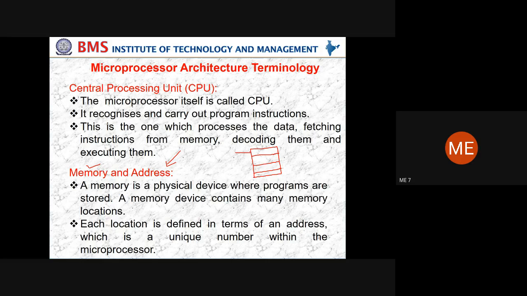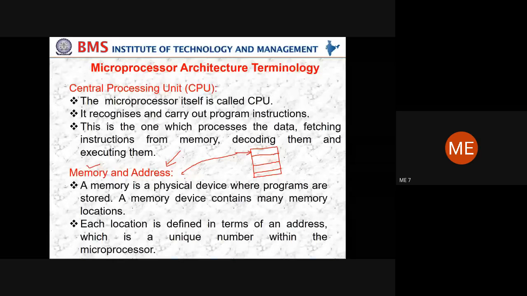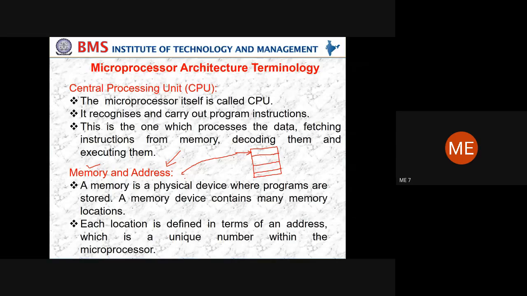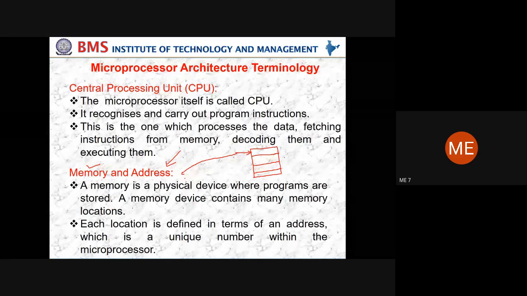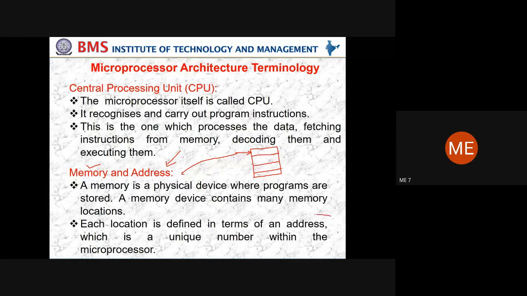So this identification is going to be done by what is called a unique address. There are a good number of memory locations. If I consider 8085 only, the total number of memory locations is going to be 2 to the power of 16, which is 65,536. That is 64K memory locations. So how do I identify those locations? It is through a unique number, which is called the address.